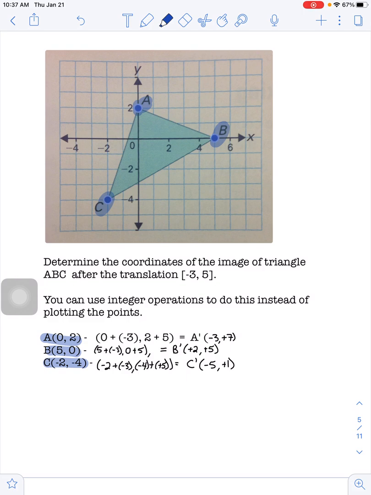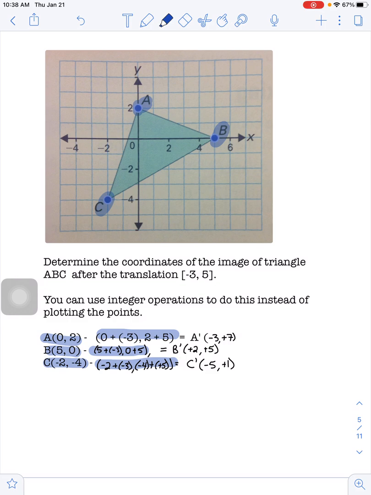So we're going to subtract 3 from the x value and add 5 for the y value, and that's what you see right here. So A prime would then be (-3, +7). For B, we're going to take away 3 from 5, and then we're going to add 5 to 0. And that's going to give us a B prime coordinate of (+2, +5). For C, we're going to subtract 3 from -2, which means we're going to go more into the negative. And then we're going to add 5 to -4, which means we're going to cancel out those negatives and actually end up in the positives. And our answer ends up being C prime is (-5, +1).